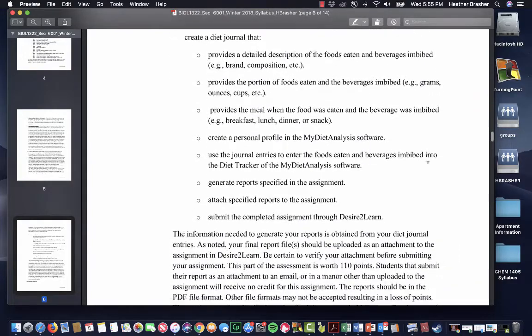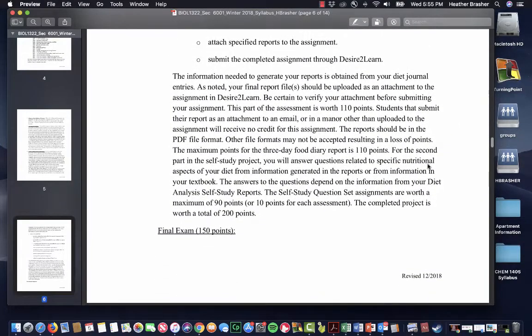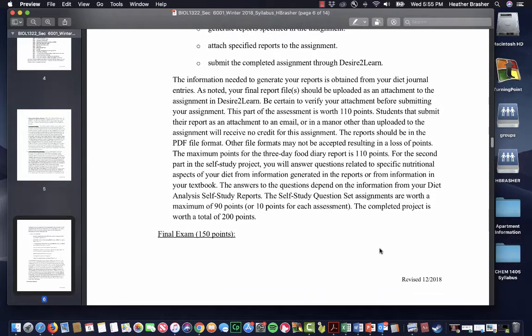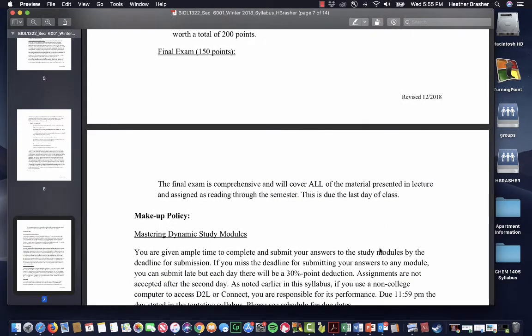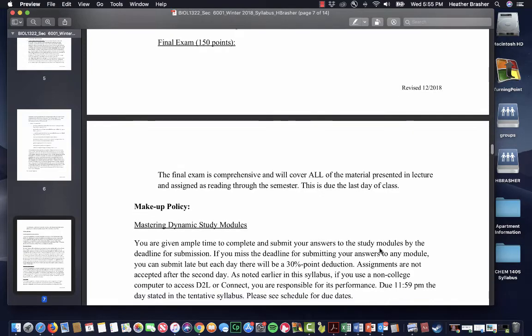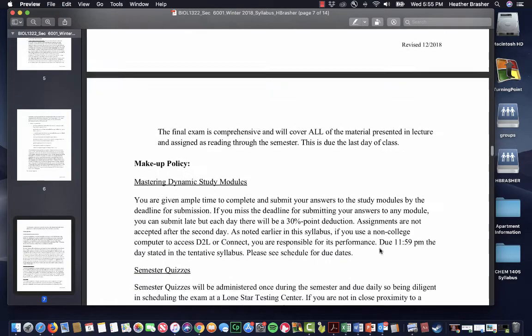It's worth a total of 200 points, guys. So make sure that you're getting it complete. The initial report is worth 110 points. And then there are 9 other modules or self-study question sets that are worth 10 points each. So that's a completed project of 200 points. The final exam is worth 150 points, and it's going to be comprehensive and cover all the material.